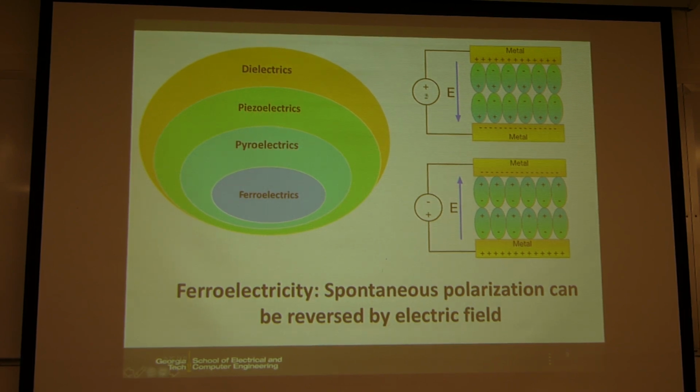Can you repeat the definitions, please? For piezoelectric, you apply external stress, so there's current generated in the material. For pyroelectric, you heat or cool the material, so there's a voltage generated. In the case of ferroelectric, if you have an external electric field, in this case pointing downward, your dipole is pointing downward as well. If you flip the electric field, the dipole will also flip in the material.